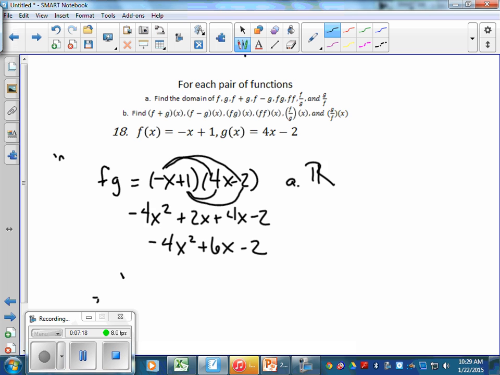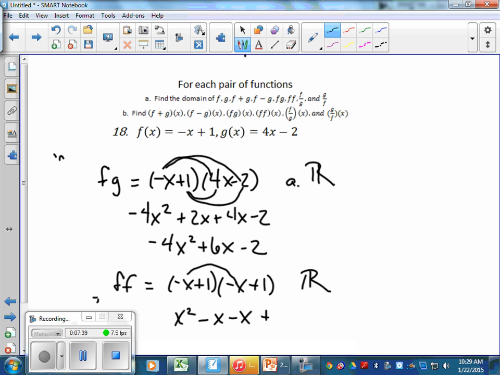All right, then f times f. F times f means I'm just going to do negative x plus 1 times negative x plus 1. So again, the domain is going to be all real numbers, no denominators, no square roots, and now I just need to do FOIL to get my answer for part B. Negative x times negative x is positive x squared. My outers will be minus 1x, my inners will be minus 1x, and my last will be plus 1, which is x squared minus 2x plus 1. So that's what I get for part B, f times f, and this is part A, what's the domain.